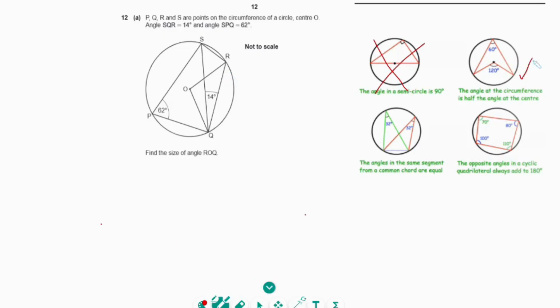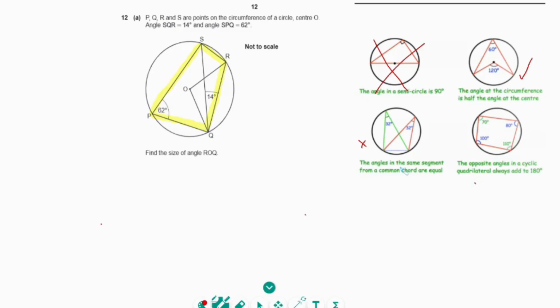Do we have angles in the same segment? No, we don't. Some people think we do here, but all the corners don't touch the circumference, so we don't have that one. Do we have a cyclic quadrilateral in here? Yes, we do. So let's start out with this one.